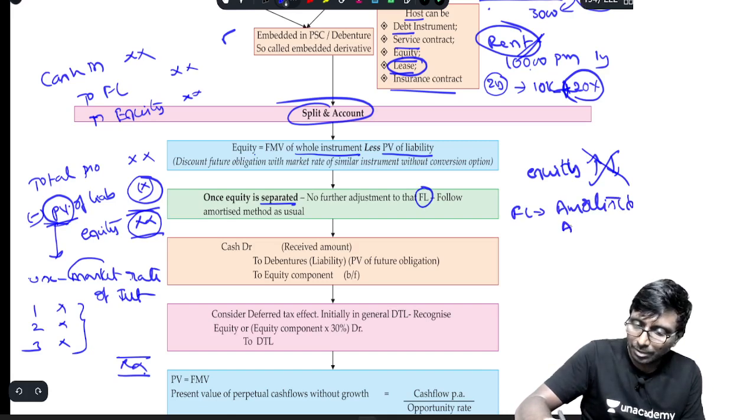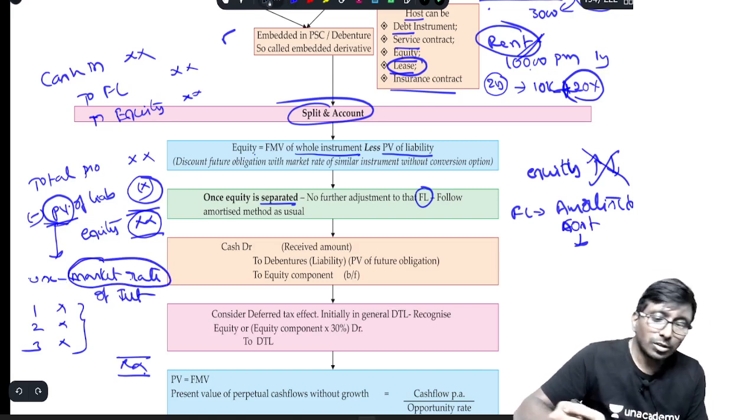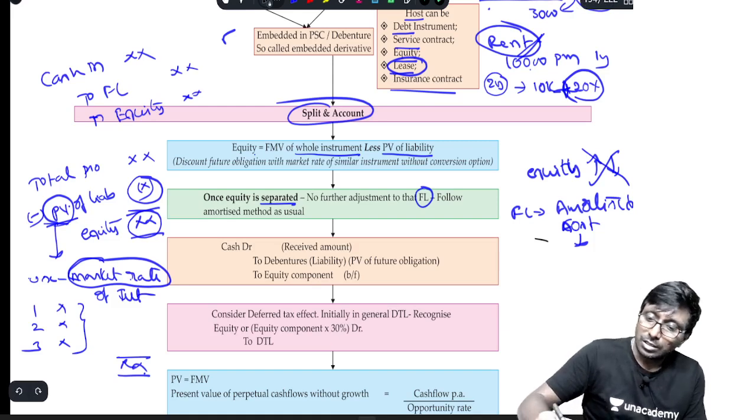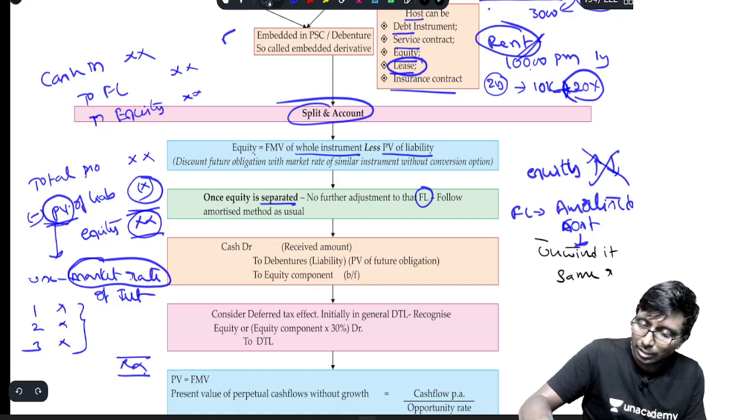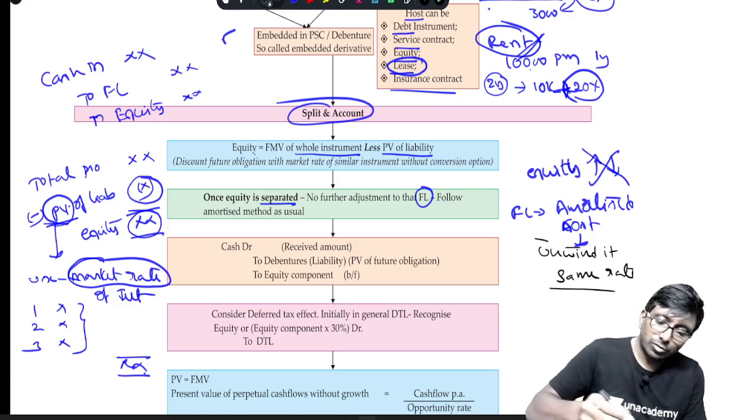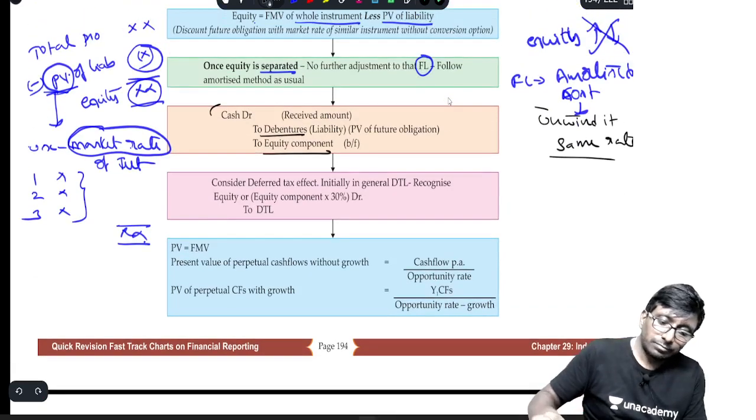Correct? Amortized cost method. You have discounted using the market rate, haven't you? Unwind it using the same rate. That's it. Next. So that's what? Cash account debit to debenture and equity component. We have recognized it.